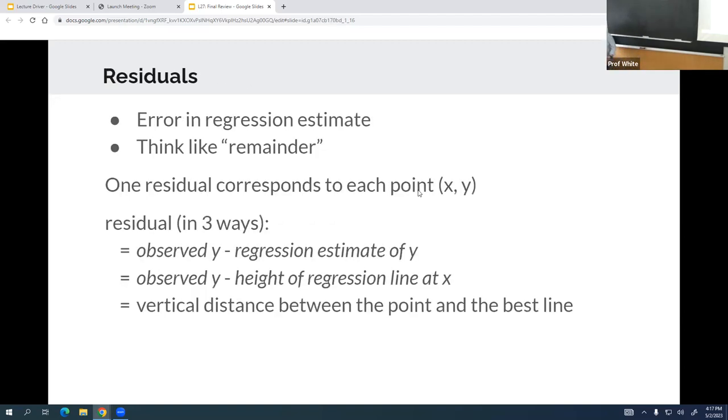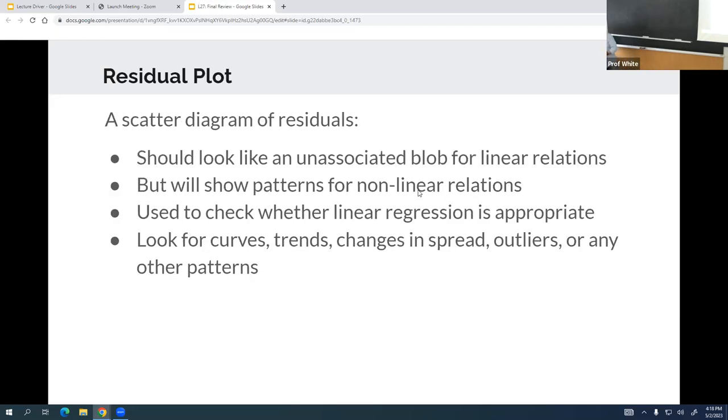And then residuals. This is the term we use for the leftovers when we're looking at those distances. The error is the subtraction, and the leftover is the residual. When you look at a plot of the residuals, it should look like a blob, the opposite of what we expect for a correlation.